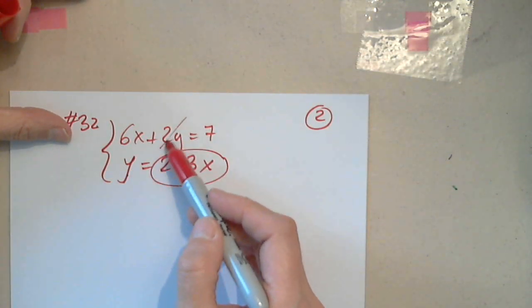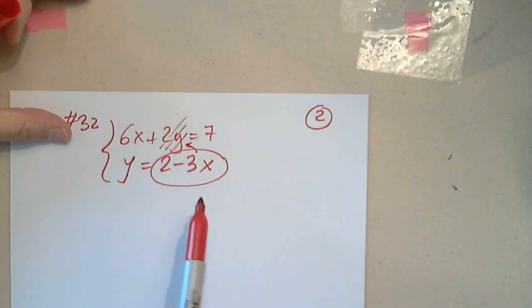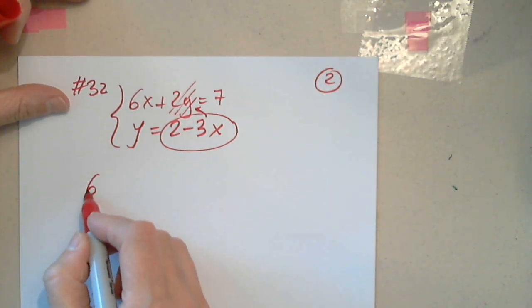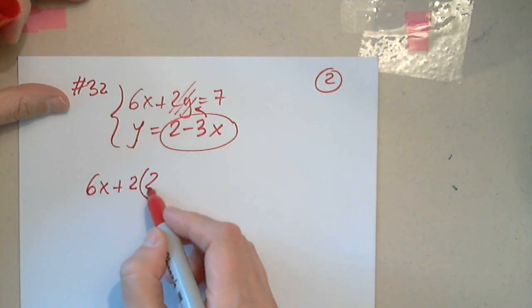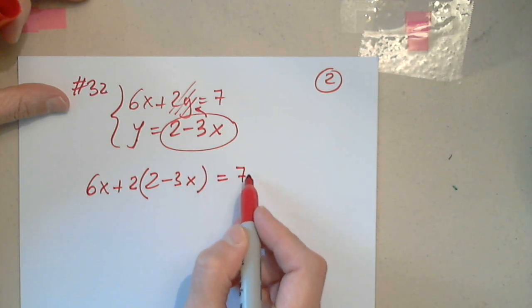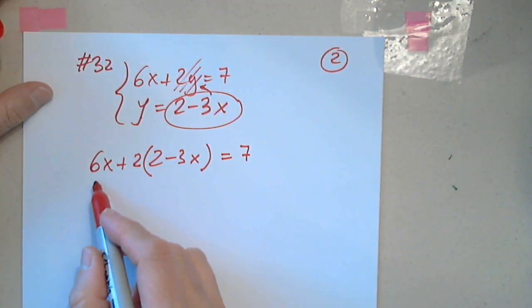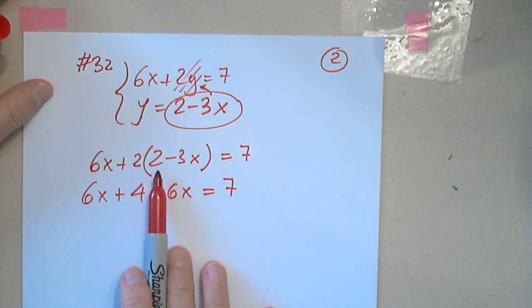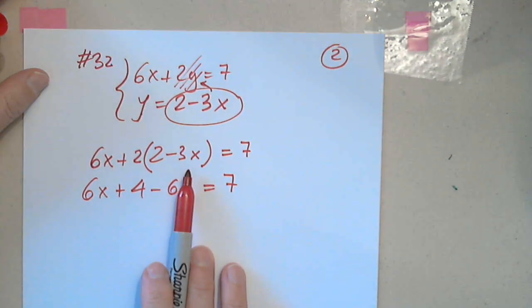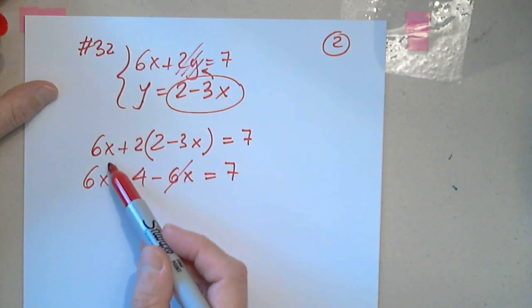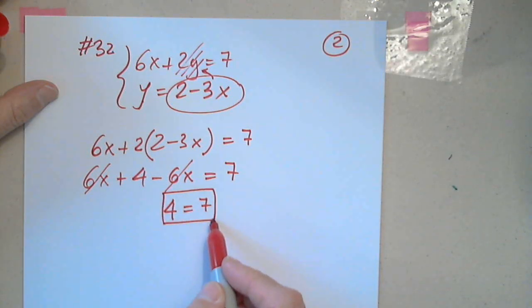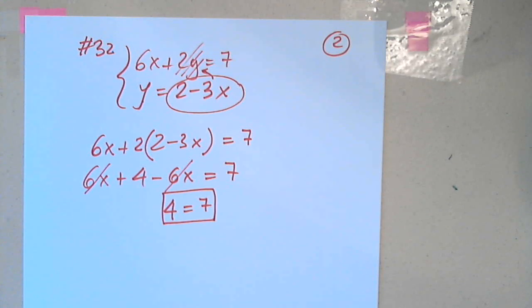So all I have to do is replace in here y by 2 minus 3x, because that's what y equals to. So we have 6x plus 2, and in parentheses, 2 minus 3x equals 7. We will distribute 2 times 2 and 2 times negative 3x. Now we notice that these two go away, and I'm telling you that 4 is the same as 7. What would you say? I hope I never say that to you, because you should say you lost your mind.